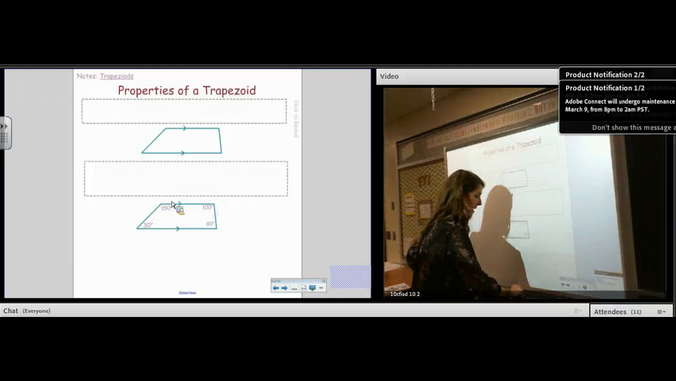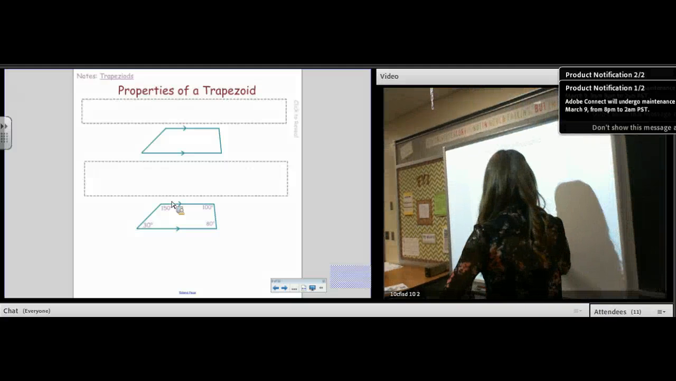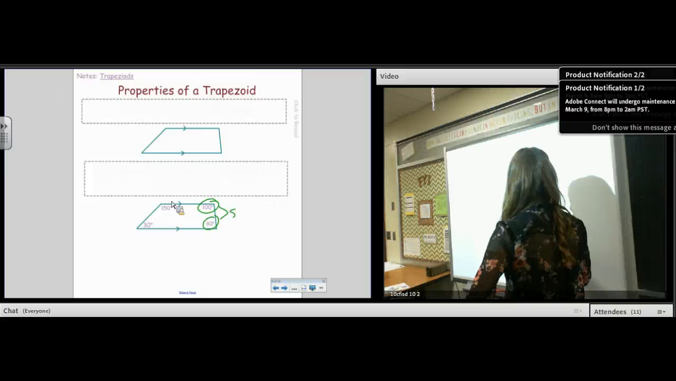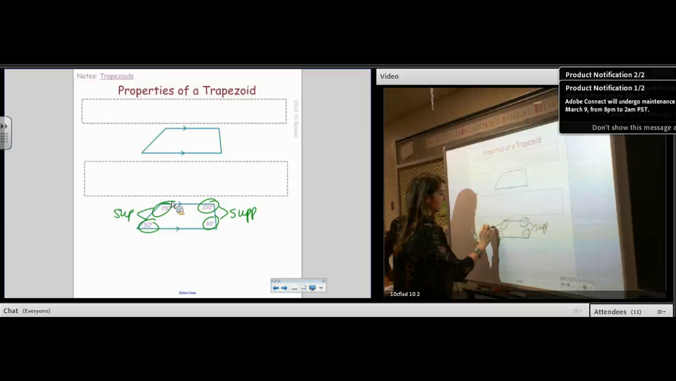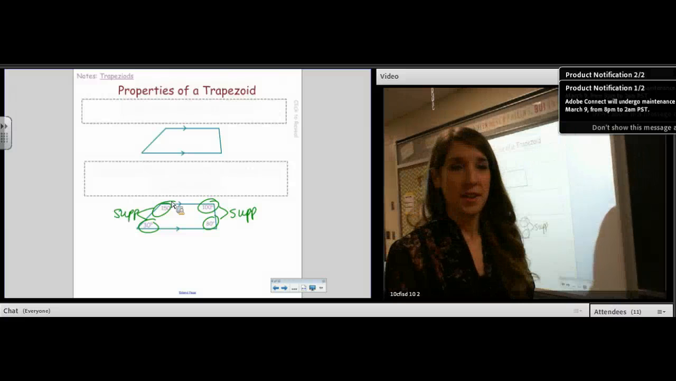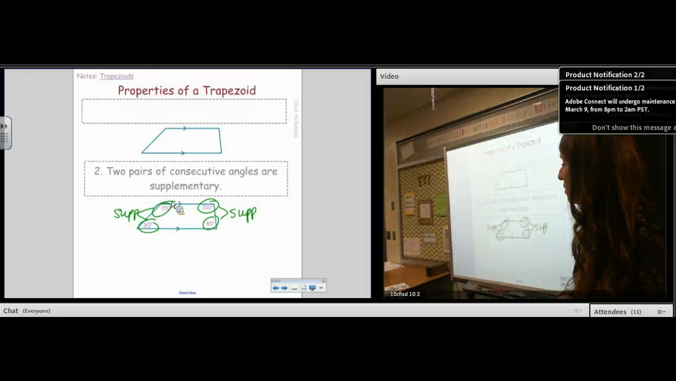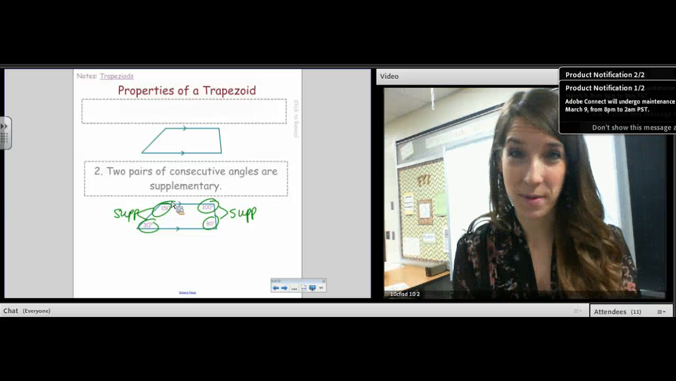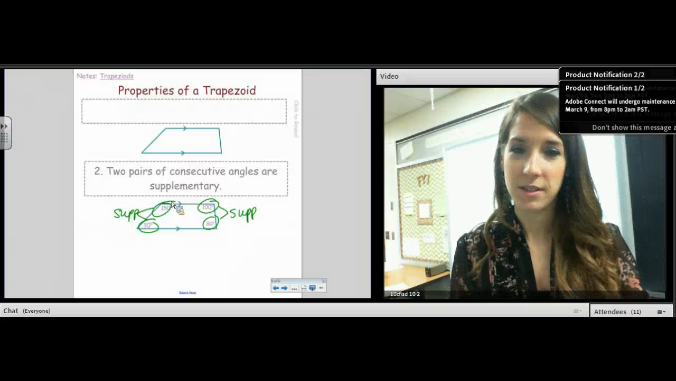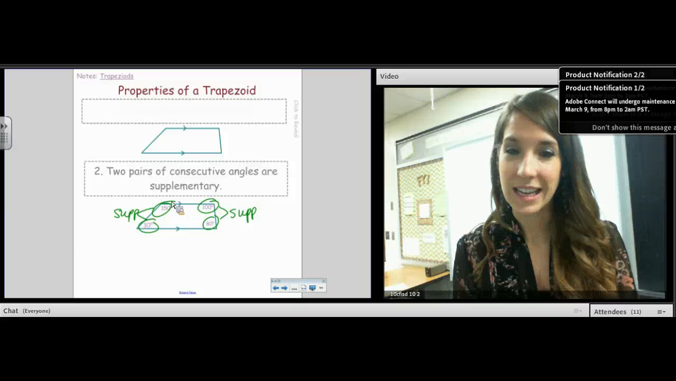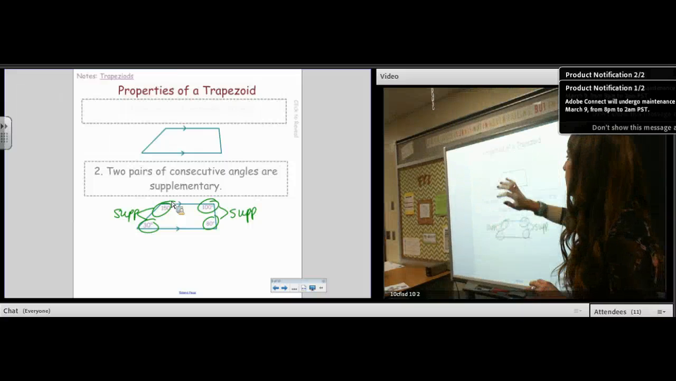So this property is a mouthful. George is on to the right thing. This plus this, those are supplementary. And this one are supplementary. But the other two pairs aren't. So here's my property. Get ready. It's a mouthful, but we can talk about it. Two pairs of consecutive angles are supplementary. So not all of the consecutive angles are supplementary, but two pairs of angles are supplementary, consecutive. Nothing is true about opposite angles in a trapezoid. There's nothing true about the opposite angles.